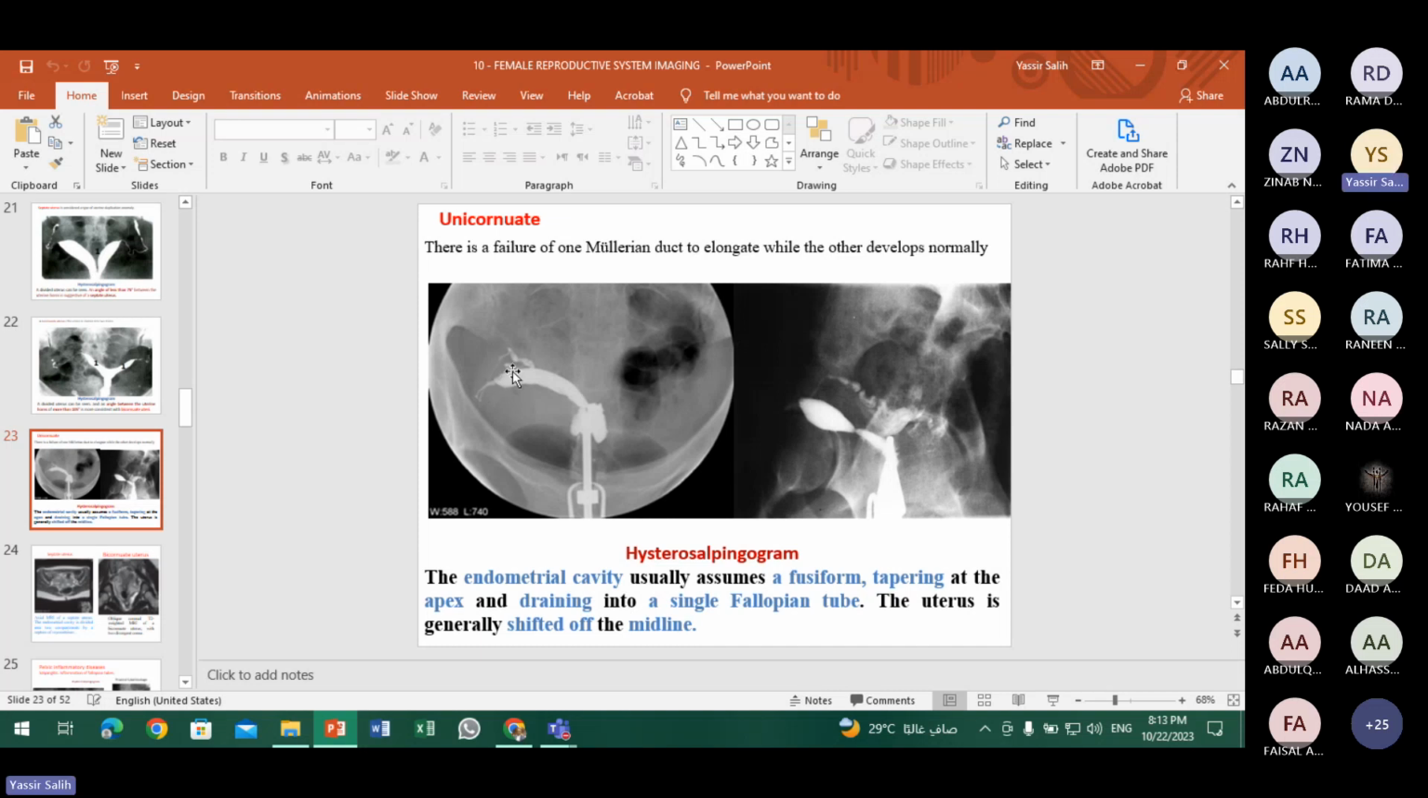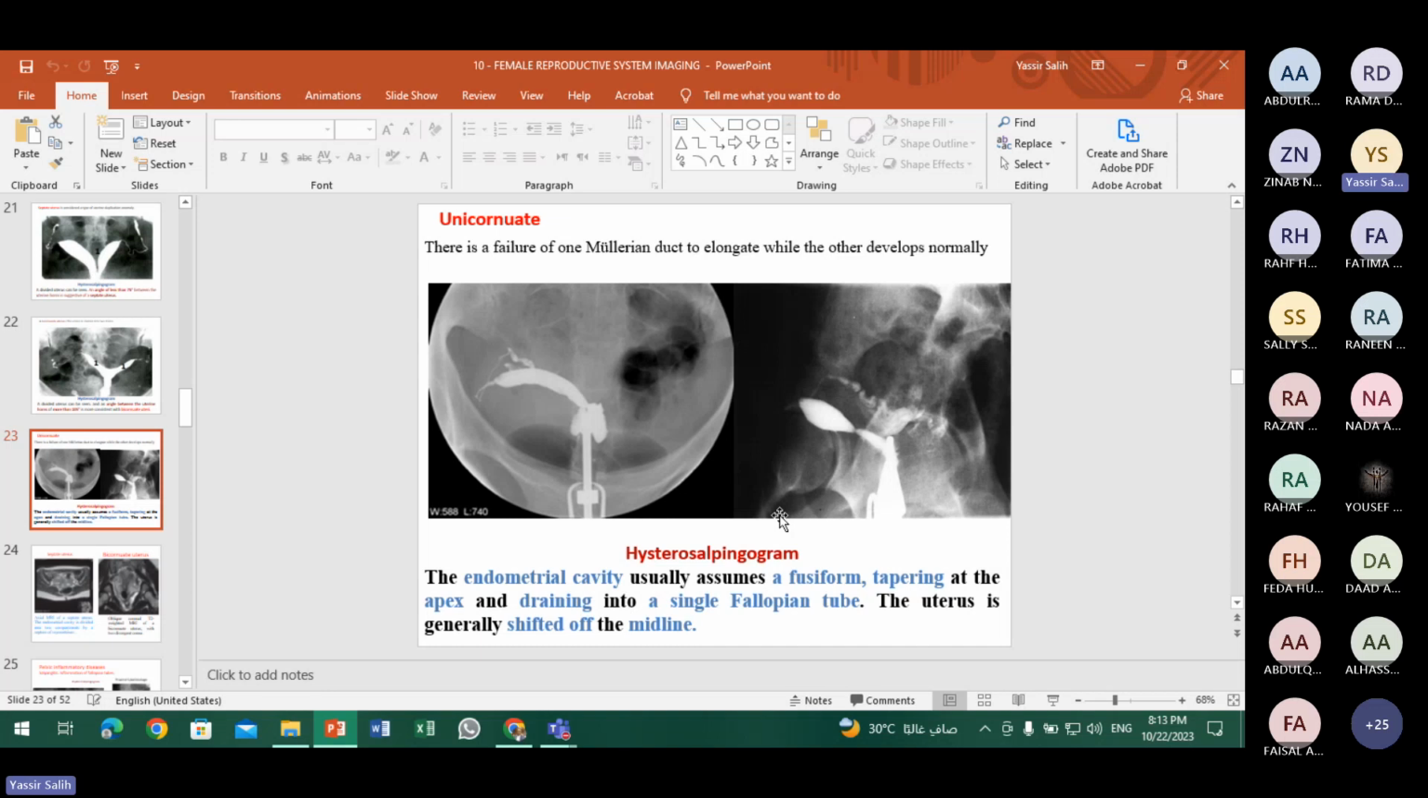And there is only one fallopian tube, not two. The end is connected to one fallopian tube. So this is the unicornuate uterus: one horn, one fallopian tube, and usually shifted off midline, towards the left or the right, not in the center. Sometimes it is shifted to the right and sometimes to the left.